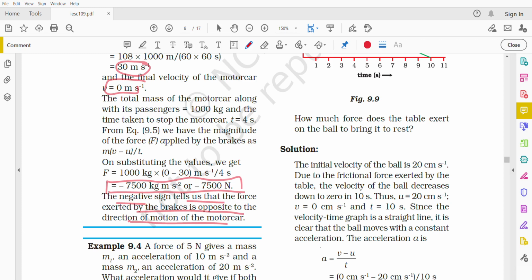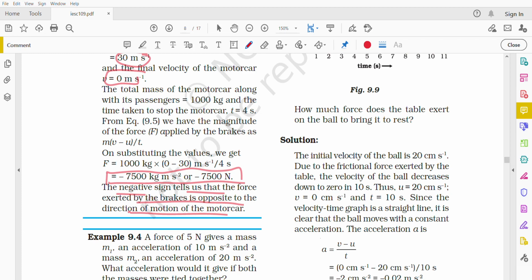Now some more are there. Please try to do them yourself. This is only your homework. What is momentum? Define the momentum. Define the second law of motion, its mathematical derivation, and all this. I think 4 or 5 solved examples are there. Please do them.